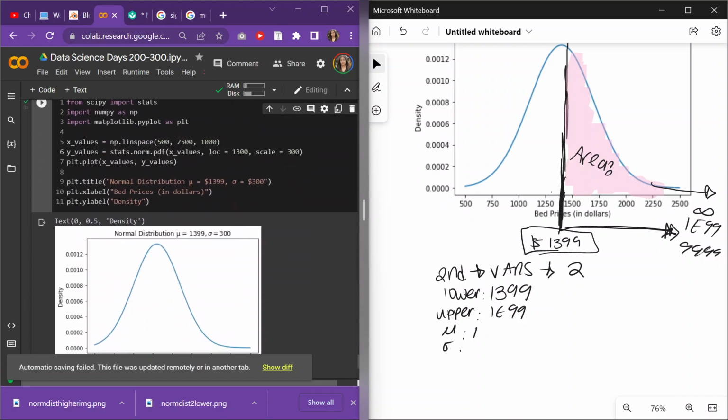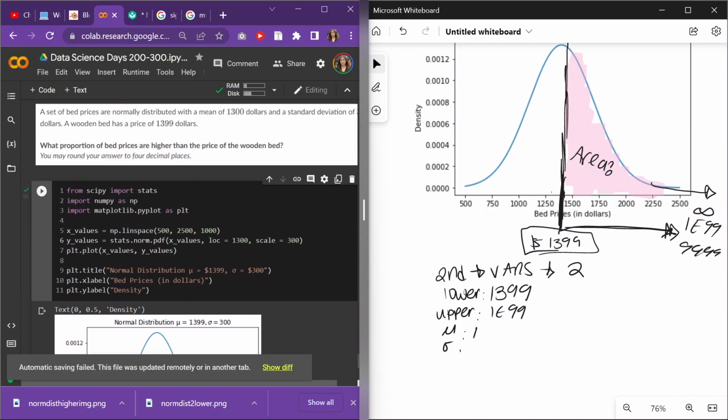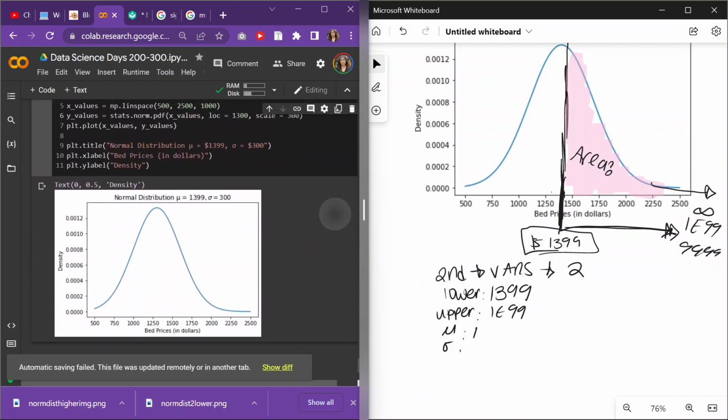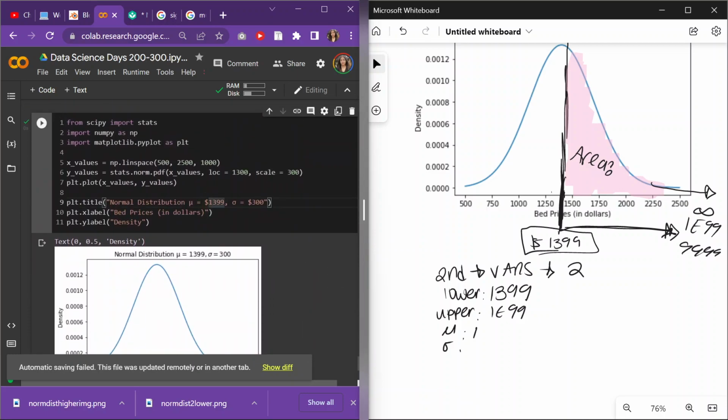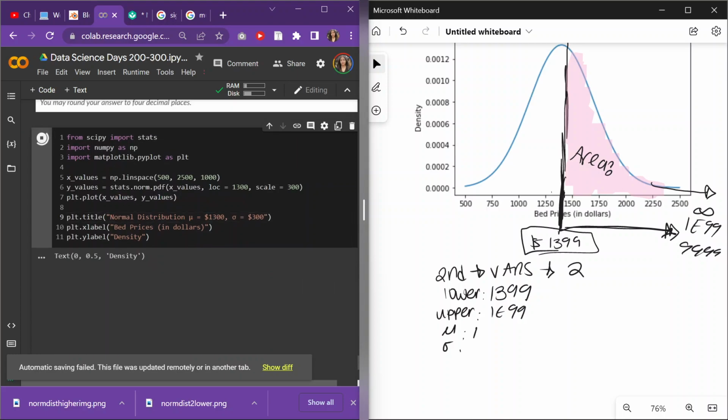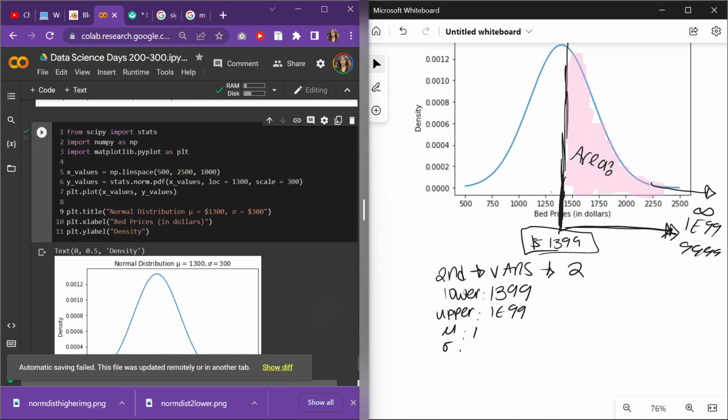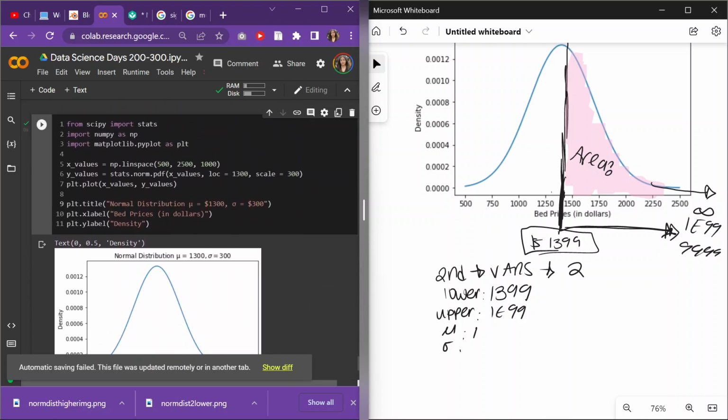Okay, this is supposed to be the actual distribution. It doesn't matter. We're still going to get the right answer. This is 1,300. Okay, scale 300. Okay, still the same thing. The distributions all look the same. The only difference is the numbers on the x-axis, but whatever.